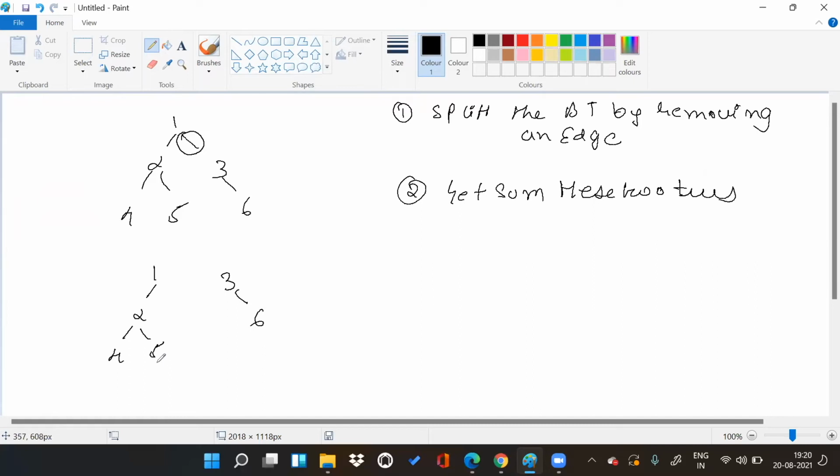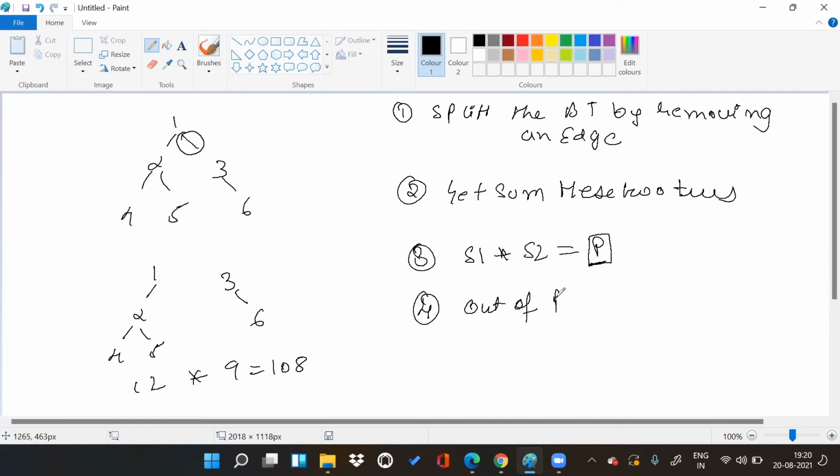Now, the second part is to get the sum of these two trees. We can easily find the sum of these two trees. So 5 plus 4 is 9, and 2 makes 11, and 1 makes 12. Multiplied into 9, that would result out to be 108. The third part says that the S1 sum should be multiplied with S2 and we would be getting some product out of it. The fourth part is, out of all possibilities, maximize the product P, and that would be our answer.